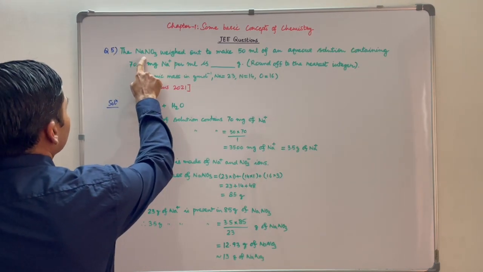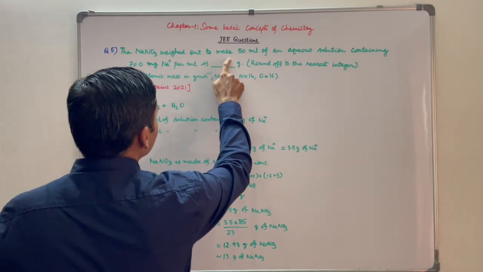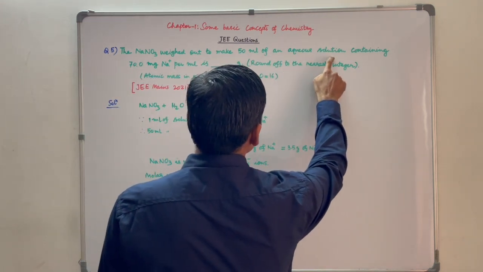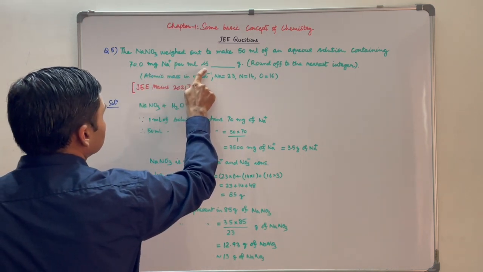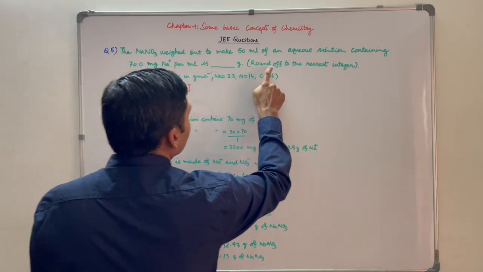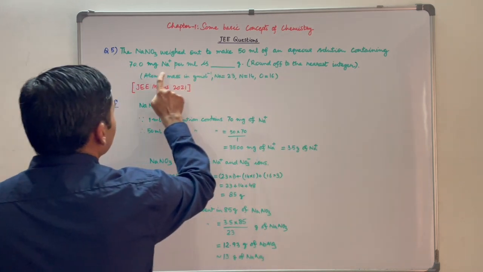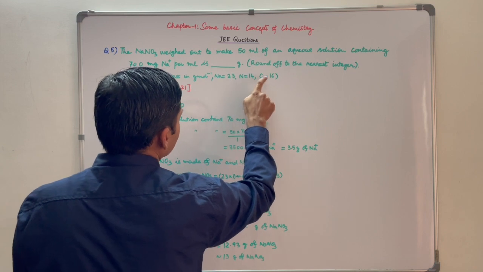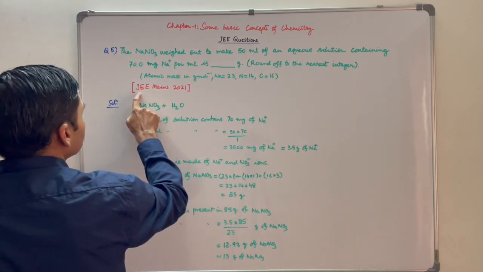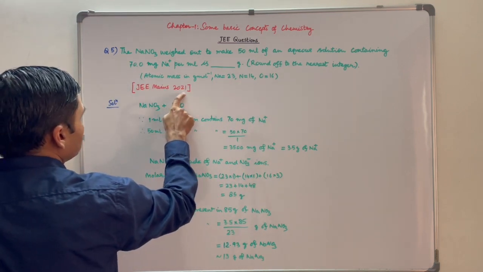Fifth question, the NaNO3 weighed out to make 50 ml of an aqueous solution containing 70 mg Na plus per ml is dash gram. Round off to the nearest integer. Atomic mass in gram per mole, sodium 23, nitrogen 14 and oxygen 16. This question appeared in JEE Mains 2021.